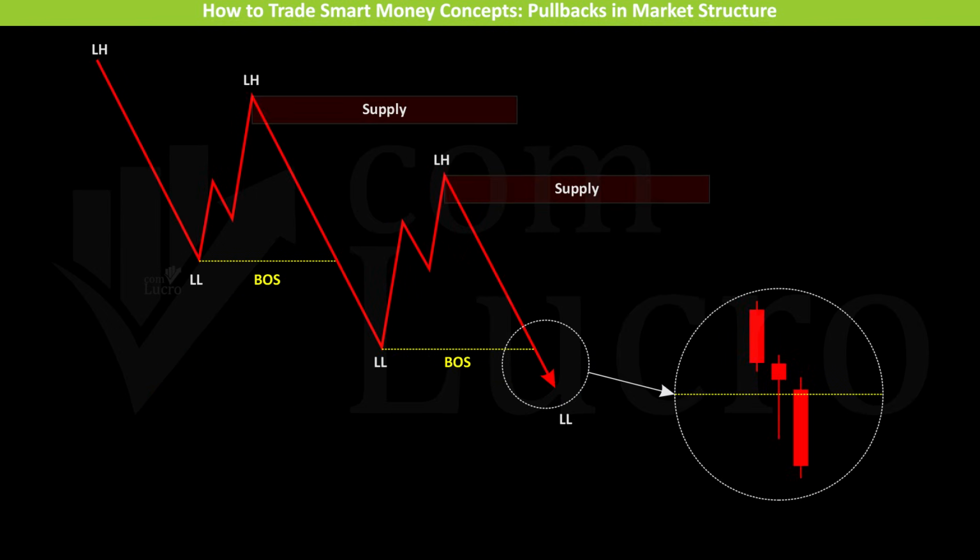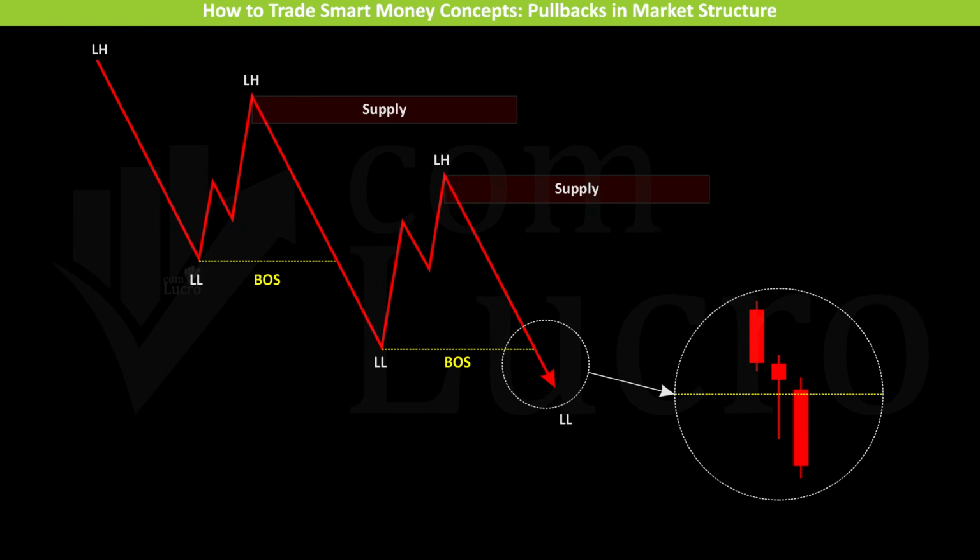The same logic applies in a bearish environment. When the market is in a clean downtrend and price keeps pushing lower, it respects supply zones and breaks structure to the downside, forming lower lows and lower highs. In this context, pullbacks or retracements appear as temporary moves into supply before continuation.